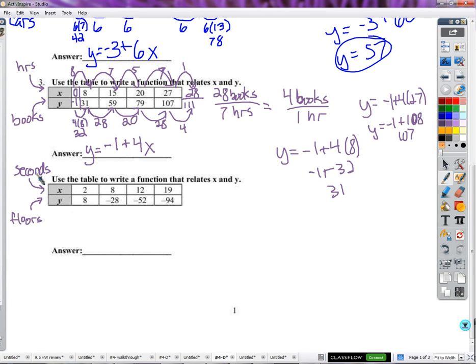So, I get in the elevator. 2 seconds later, I'm on the 8th floor. But that doesn't really help me, because what floor did I start on? We'll have to figure that out. But here's something I know.